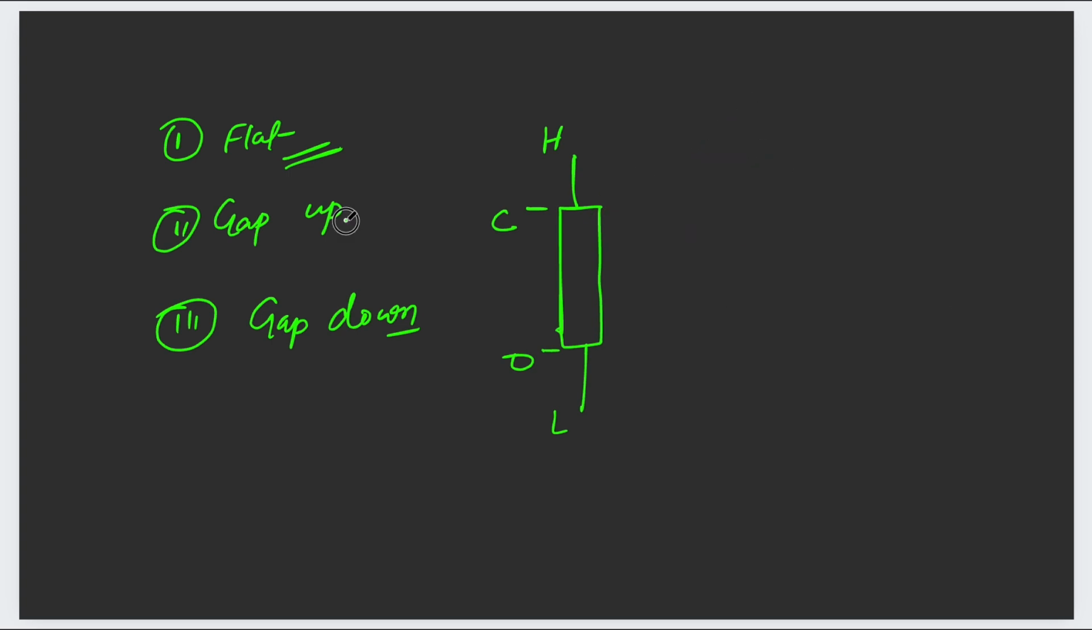Now we'll see what we call a gap up. The previous day the market closes at $100, and the next day it is opening above the previous day close with a considerable gap. Suppose it is opening at $105, right? And there is a significant gap between the previous day close and today's opening. So this will be a gap up.